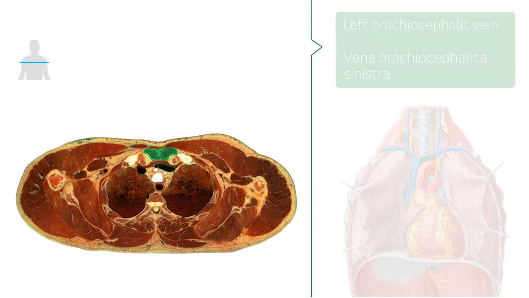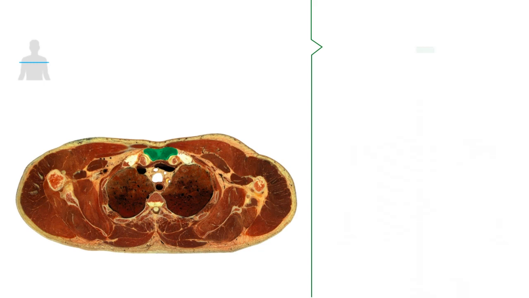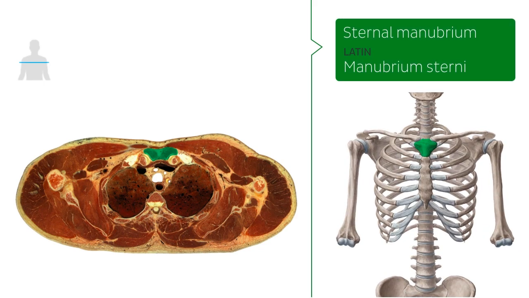So now that we've looked at the structures of the thoracic cavity, let's take a look at the bones and muscles of the thoracic wall. And of course, we'll begin with the bony structures. And the first one that we have highlighted is, of course, the manubrium of the sternum. And as we can see in the cross-section, the manubrium is located anteriorly, as it's an anteriorly located structure.